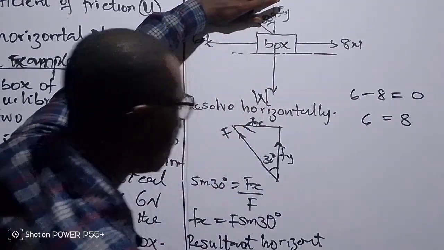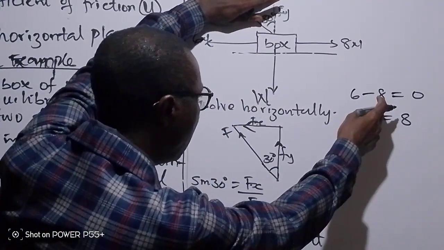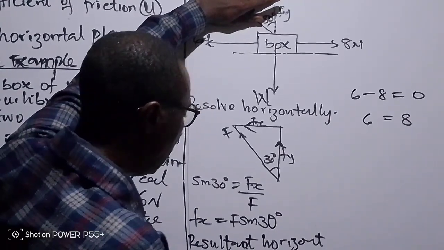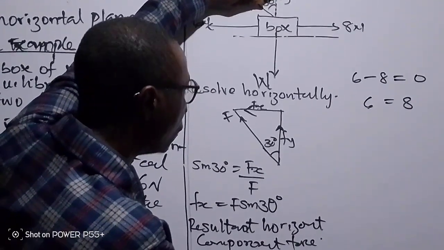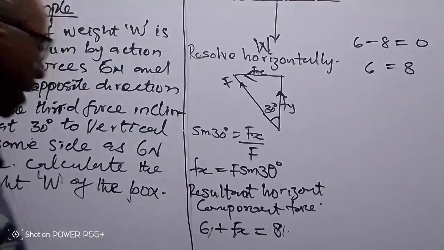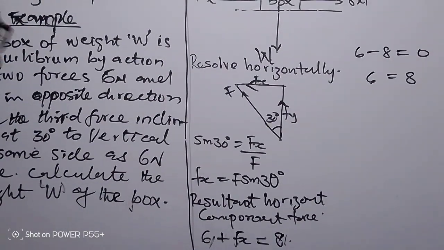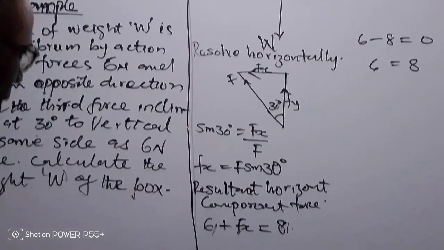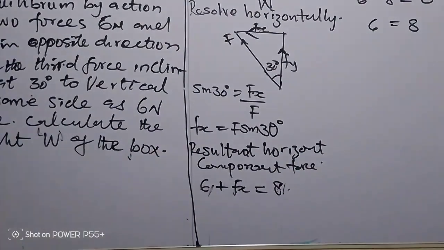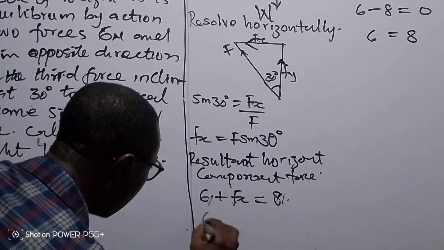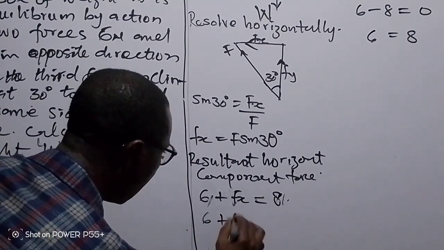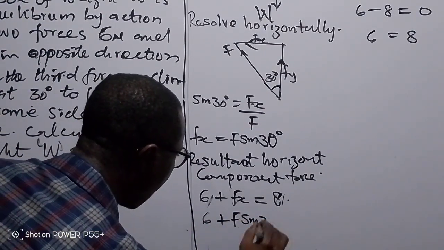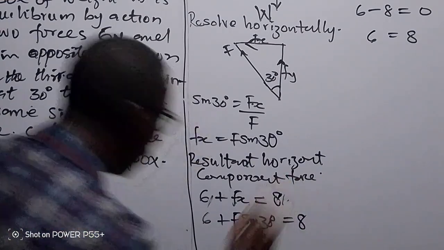So apply this, what I've done now, to this one. Then it will be 6 plus Fs equal to 8. That's the explanation under that one. So from here now, our Fs is F sine 30. So we can now have 6 plus F sine 30 degree equal to 8.